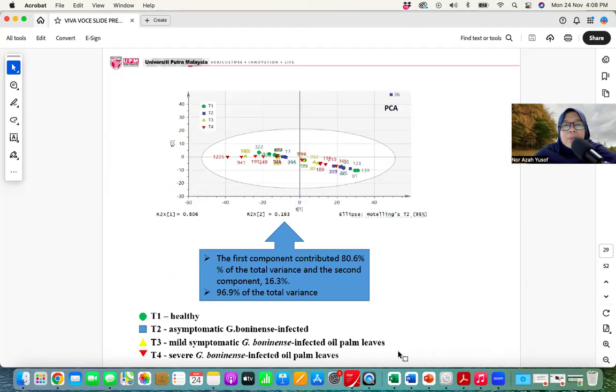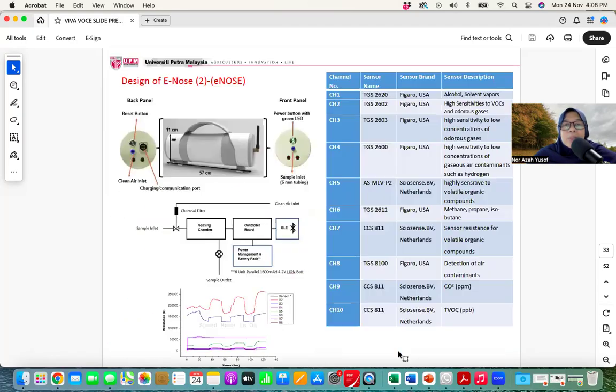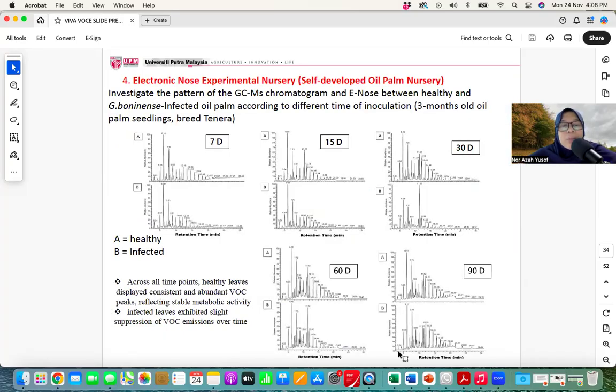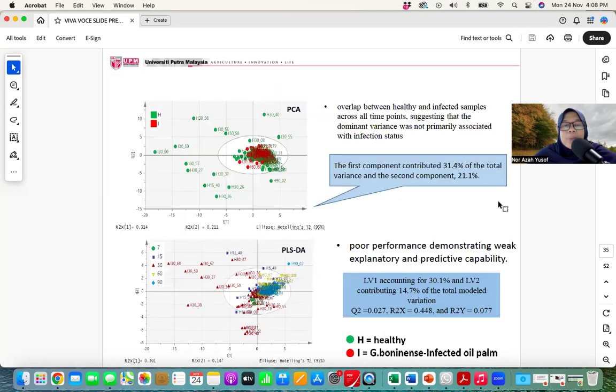Okay, so let me show towards the end. You can imagine this is from the GCMS data, and then we also validate the reading. The GCMS is used to validate the reading from the eNOS. I'm not going to be able to explain the results from here, but with the help of this PCA. PCA is different than PLSDA.